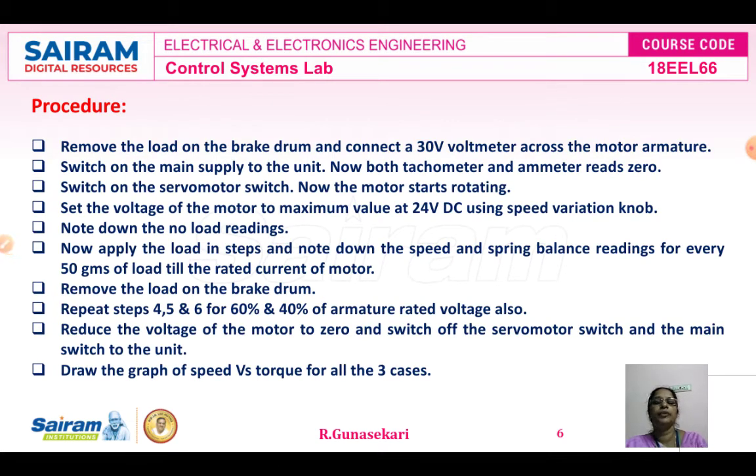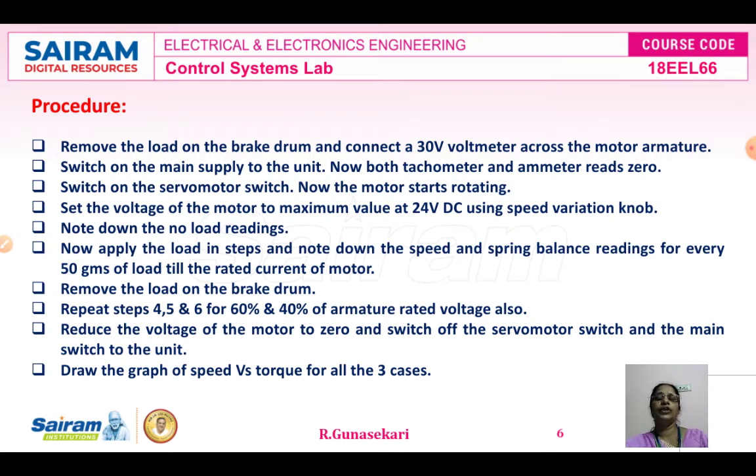Now you see the procedure. First, remove the load on the brake drum and connect a 30 volt voltmeter across the DC servo motor armature. Now switch on the main supply to the unit. Now both tachometer and ammeter read 0 value. Now switch on the DC servo motor switch. Now the motor starts to rotate.